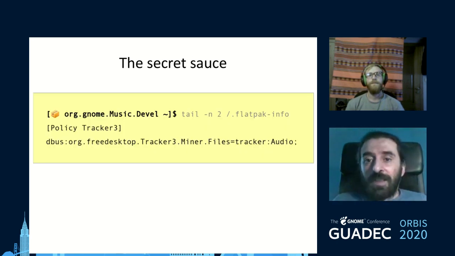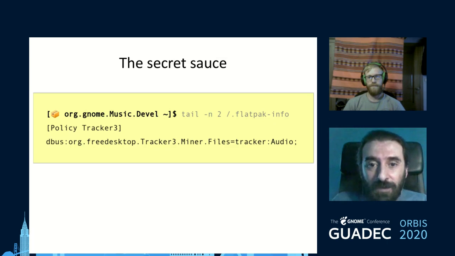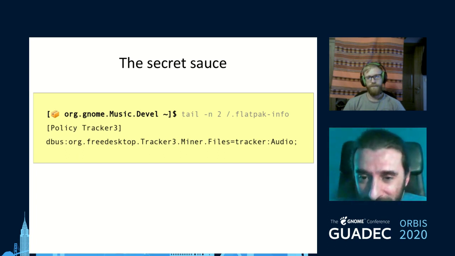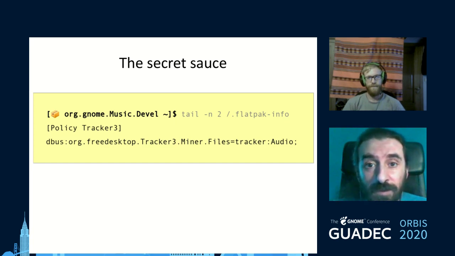So this is the actual stuff that makes an application talk only to one graph or the other. We specify one policy, which consists of an URI, which is the dbus name for tracker miner files, and we tell it that it can access a specific graph. So I guess this is time for a demo. Let's see if screen sharing works.